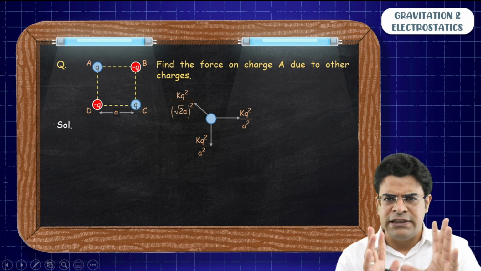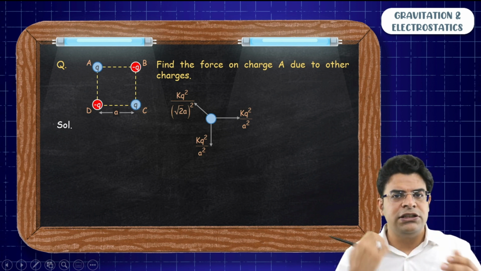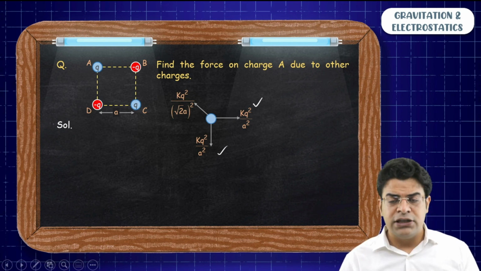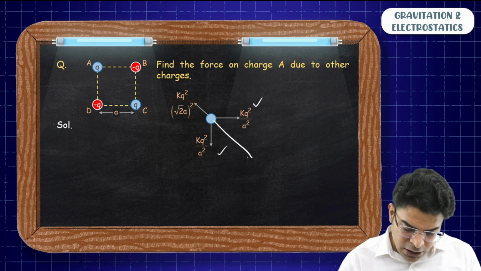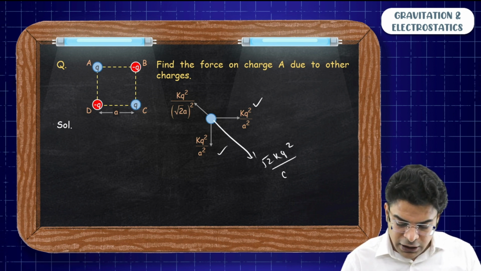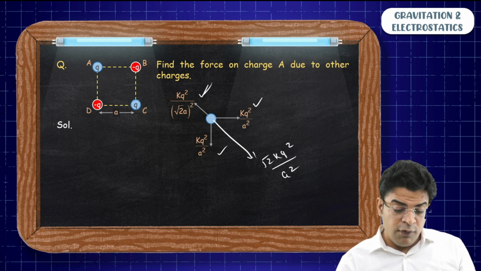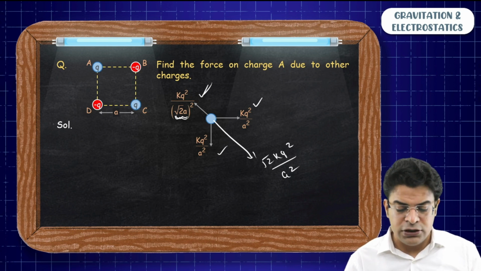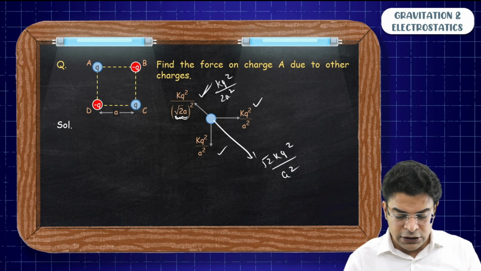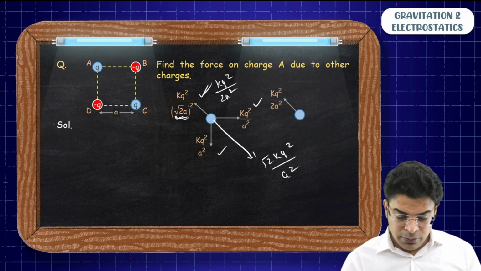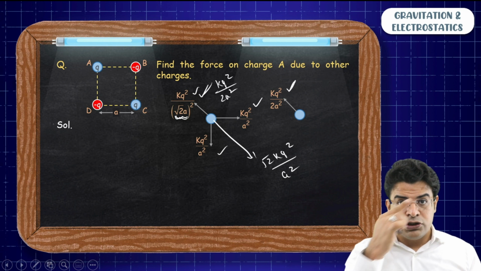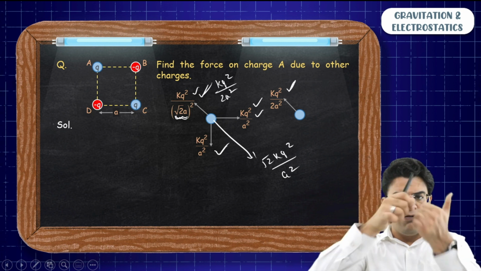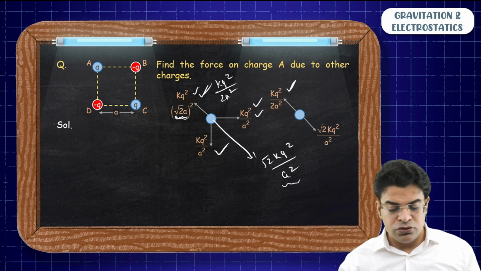Now, once you have visualized the forces on charge A due to the other three charges, game over. You can say that the resultant of these two, KQ square upon a square and KQ square upon a square, will be nothing but root 2 KQ square upon a square in direction opposite to the force by C, which is repulsive. And this KQ square upon root 2 a square can be written as KQ square upon 2a square. So because of C, the force will be KQ square upon 2a square repulsive, and because of these two, KQ square upon a square and KQ square upon a square acting at an angle of 90 degrees, you will get root 2 KQ square upon a square.